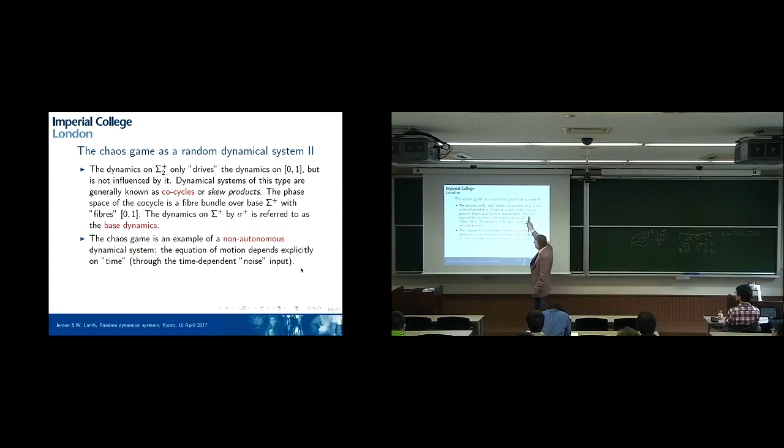So we have this cocycle, and we call the dynamics on omega the so-called base dynamics. The base dynamics on omega, sigma 2, feeds into the dynamics on 0, 1, but not the other way around. What happens here doesn't influence this. This is just a process that works by itself, so it's rather boring, but it feeds into this process.